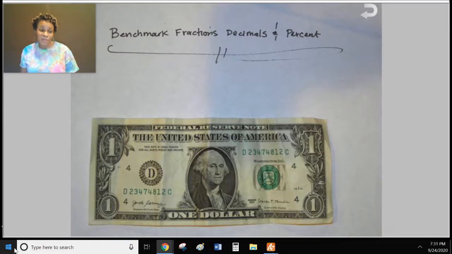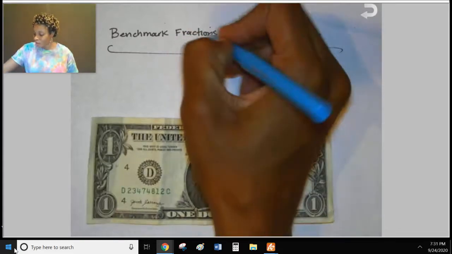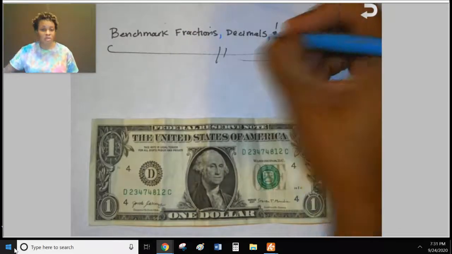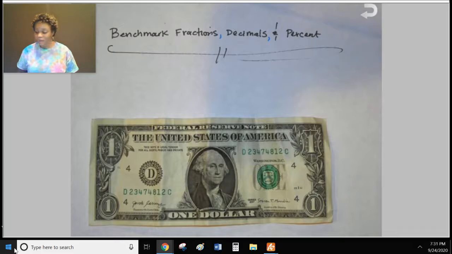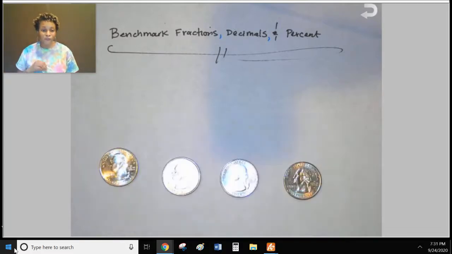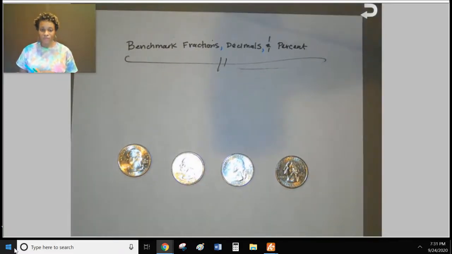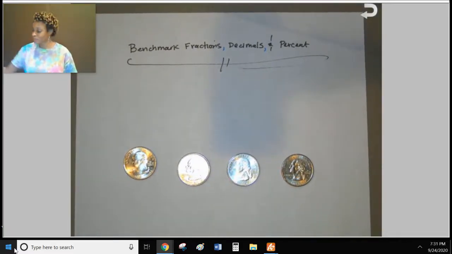Let's talk about something we all know and love, a dollar. We can use a dollar to learn our benchmark fractions, decimals, and percents when it comes to our fourths. We know that $1 is made up of 4 quarters, and these 4 quarters can help us represent our fractions, decimals, and percents.